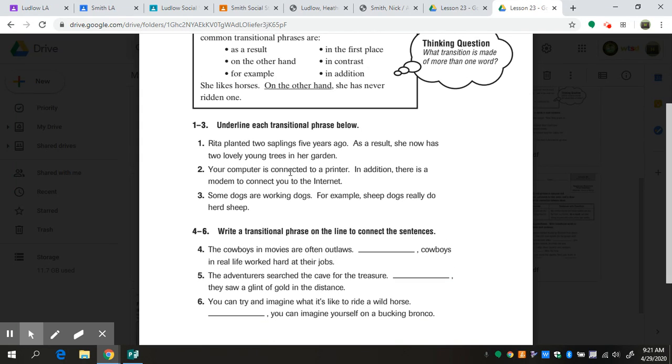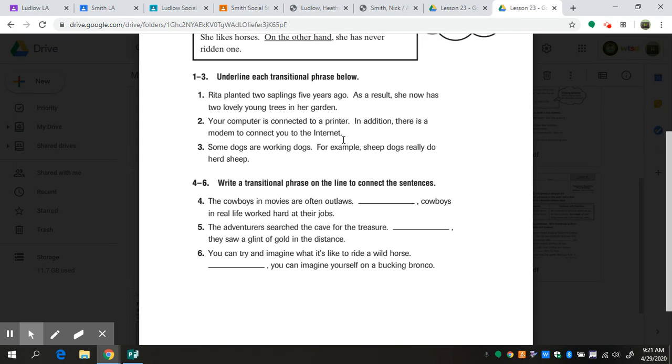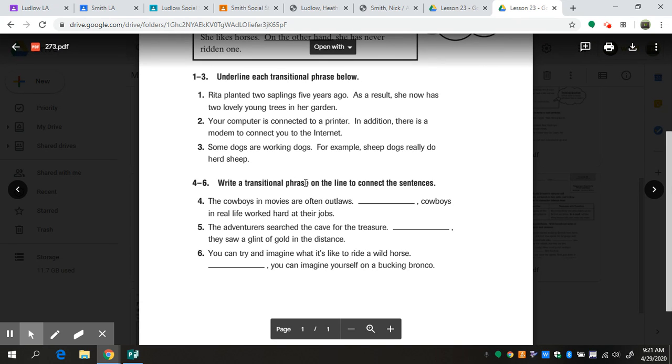So for 1 through 3, you're underlining the transitional phrase. And for 4 through 6, you're going to write a transitional phrase to connect the sentences. I'm going to do one from each because there's only 6 on this page. Okay, number 1, Rita planted 2 saplings 5 years ago. As a result, she now has 2 lovely young trees in her garden. Well, my transitional phrase comes in my second sentence, so I'm just going to underline as a result because that is my transitional phrase. This section is very, very simple.